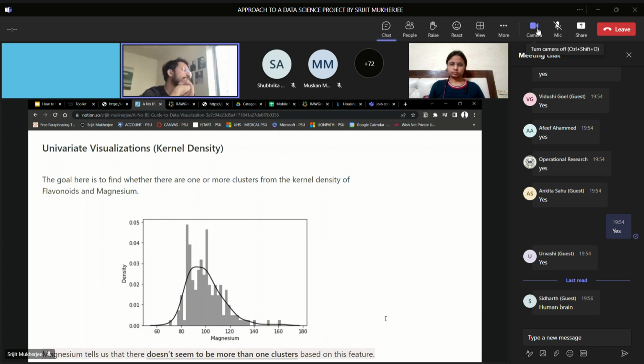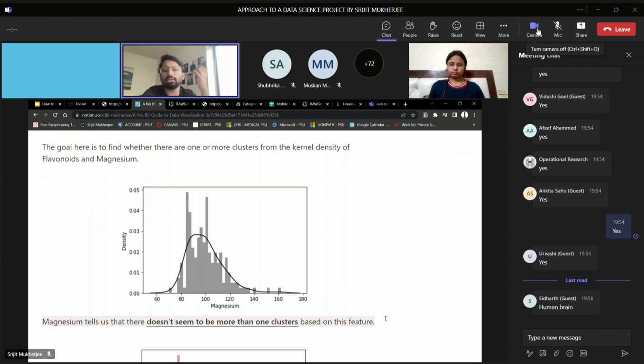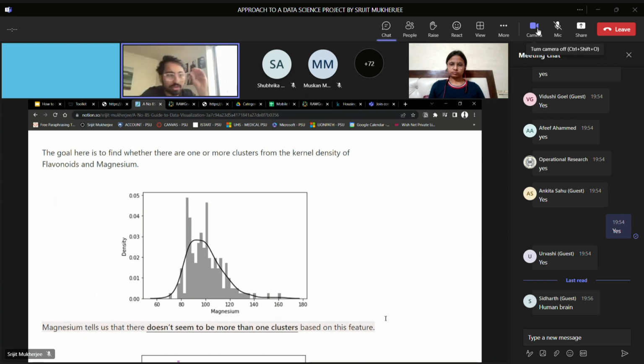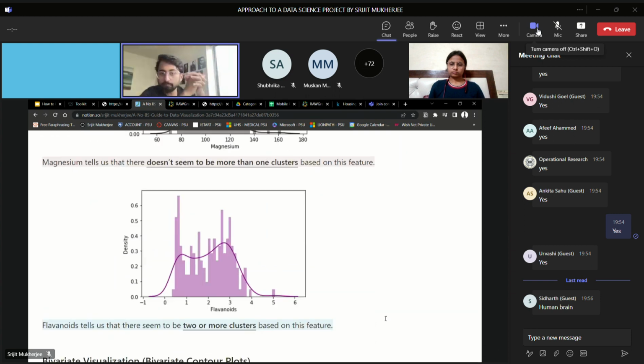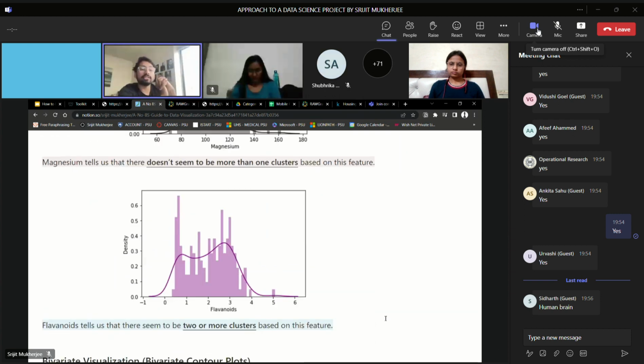Observe that the distribution of magnesium probably tells you that it's a single cluster. It leads to the understanding that there is probably only one type of wine, so there doesn't seem to be more than one cluster based on the magnesium feature. But flavonoids tell you a different story: that there are probably two clusters.